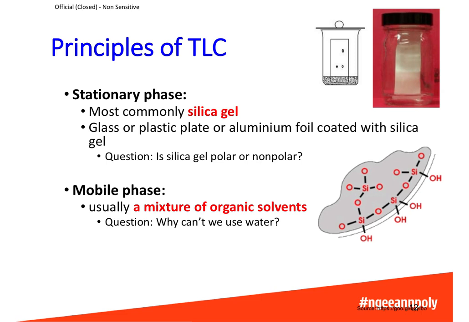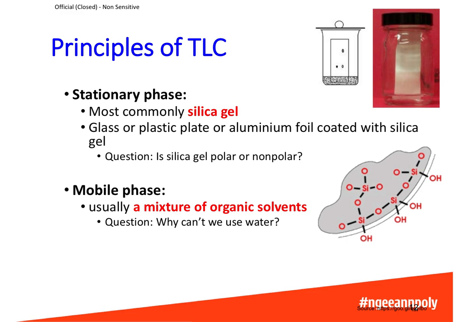Let's take a look at the principles of thin layer chromatography. The stationary phase in TLC is most commonly silica gel. The silica gel is sprayed onto a glass plate or plastic plate or aluminum foil.